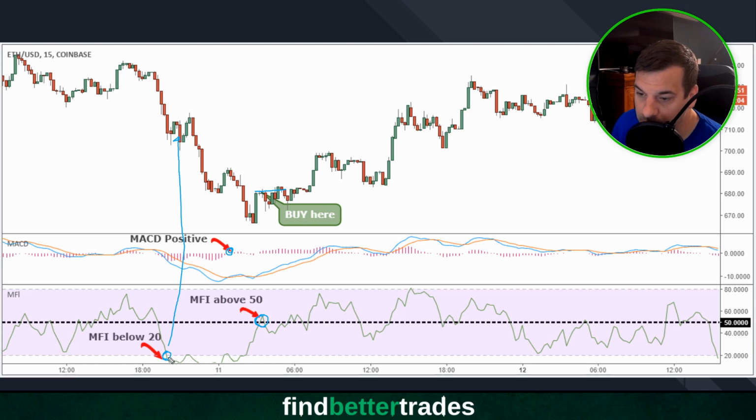So number 1, below 20. Number 2, MACD positive. Number 3, wait for the MFI to come back up into the 50 range and go ahead and now you can place it. You might be asking what time frame. You can use this on 15-minute time frame. You can probably even do it all the way up to the daily.